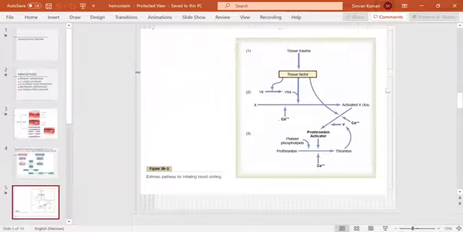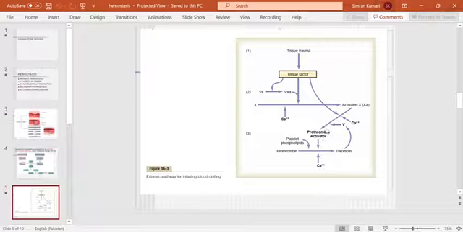So activated factor 10 combines with factor number 5, and the tissue factor, along with these calcium ions. These 4 things are responsible for the formation of prothrombin activator. I'll repeat. Activated factor 10 along with factor 5, your tissue factor, and the calcium ions. These are responsible for the formation of prothrombin activator.